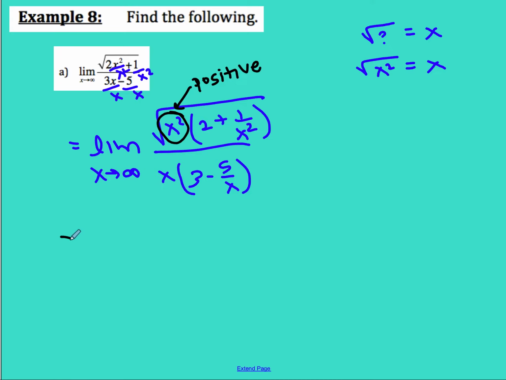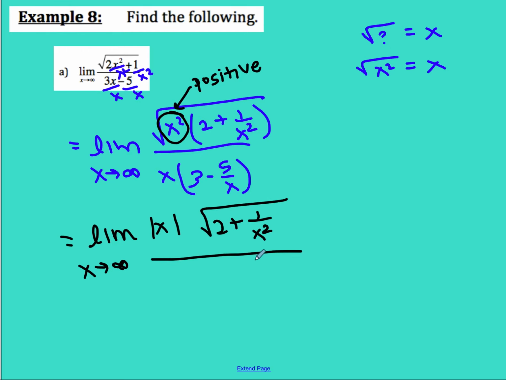So the way we denote that is our limit as x approaches infinity is we say the absolute value of the square root of x squared is x. I'm saying this has to be positive because you can't take the square roots of negatives. Okay. Then we have the square root of 2 plus 1 over x squared all over x. And then I would have 3 minus 5 over x.